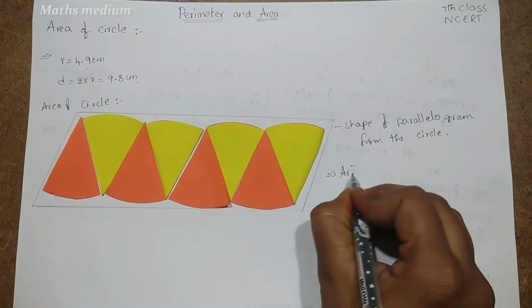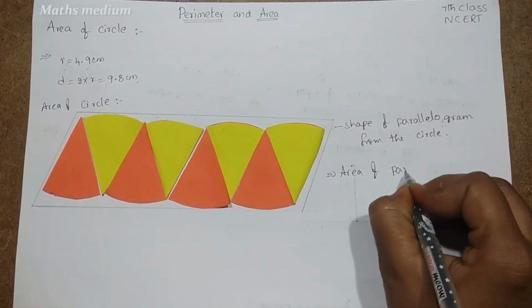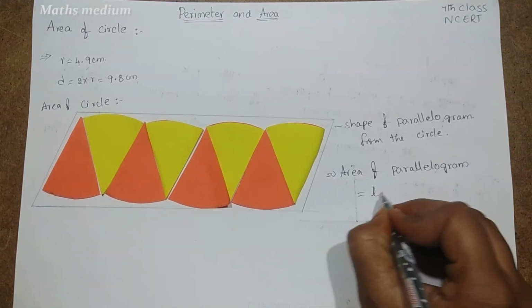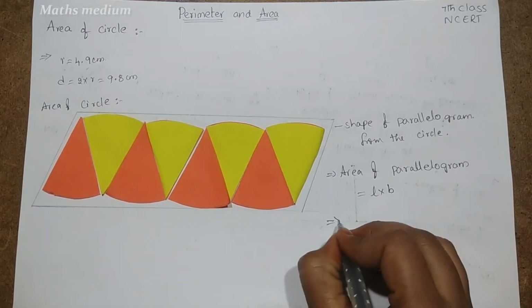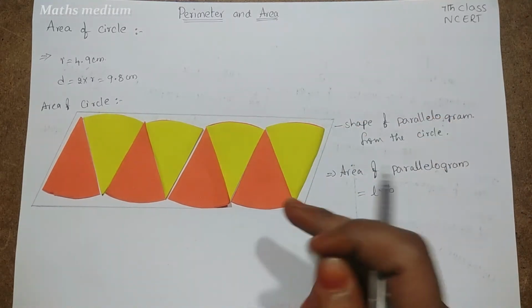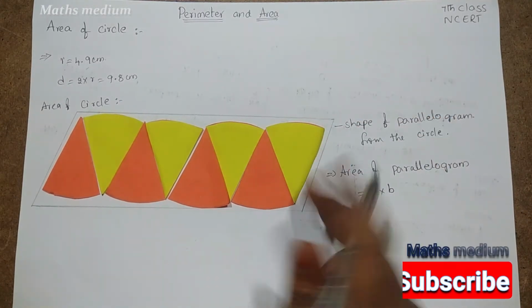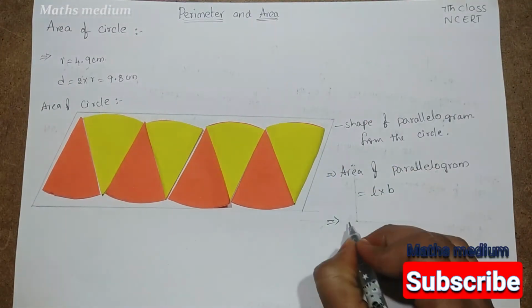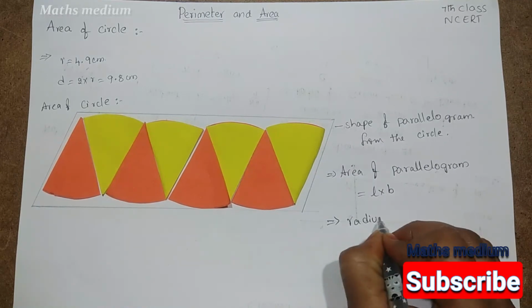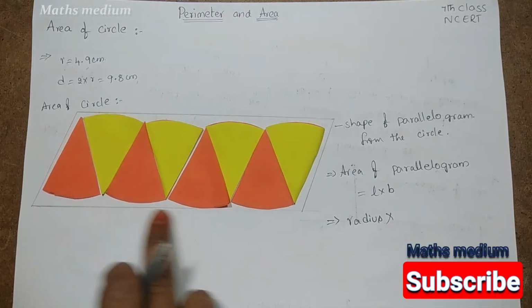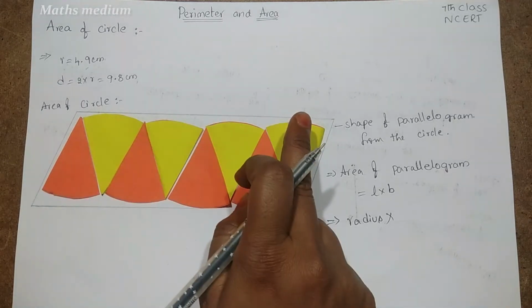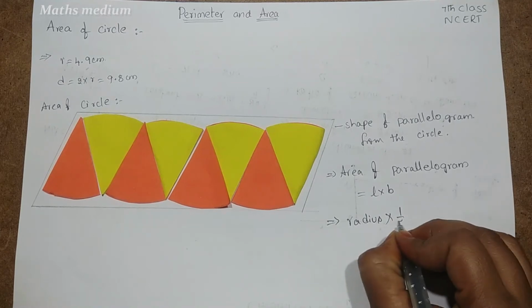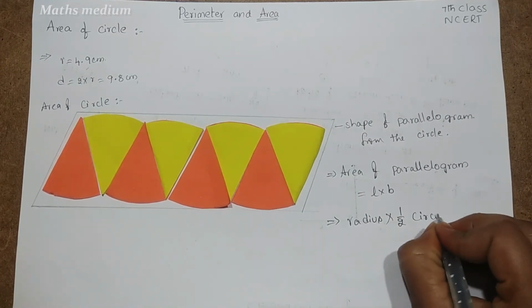We know the area of a parallelogram. What is the area of a parallelogram? Yes, you are right, length into breadth. So here we can calculate length, but we have to remember one thing. This is the radius, right? So each side is called radius and breadth is circumference. But here it is 1/2 circumference and here also half circumference. So 1/2 into circumference.